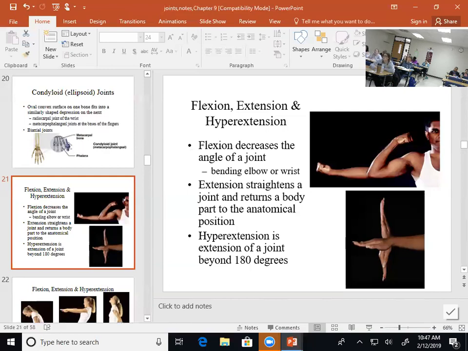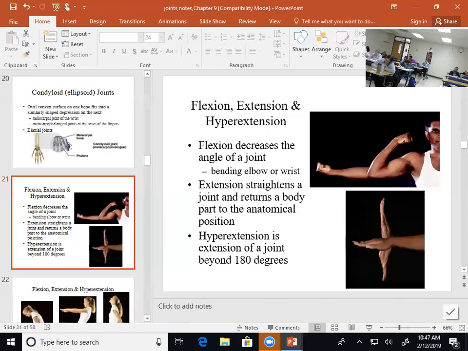How about this at the knee? So see, y'all can play with that and think about that. That's flexion, isn't it? Decreasing the angle of a joint. If you go back to anatomical position, that's called what? Extension. You're going back to the anatomical position. That's extension. Some people lose that.